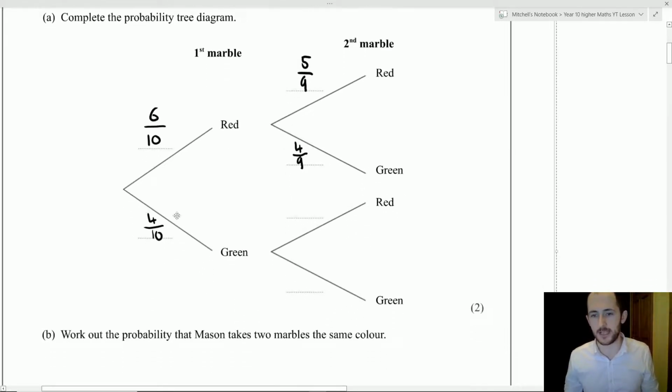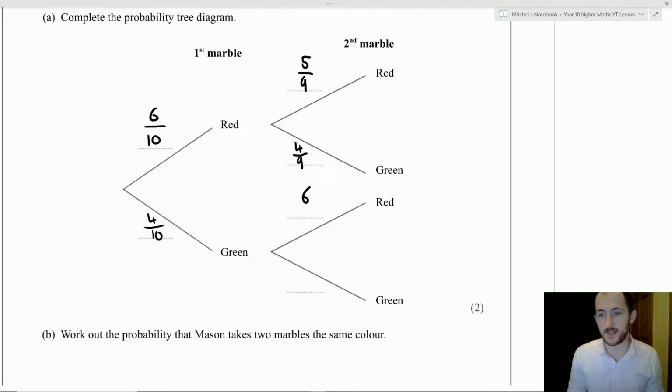Now, what happens if he took a green marble? Well, the number of reds doesn't change, so this is still a 6. But the total number has decreased to 9. And likewise with the greens, now it becomes 3 over 9.